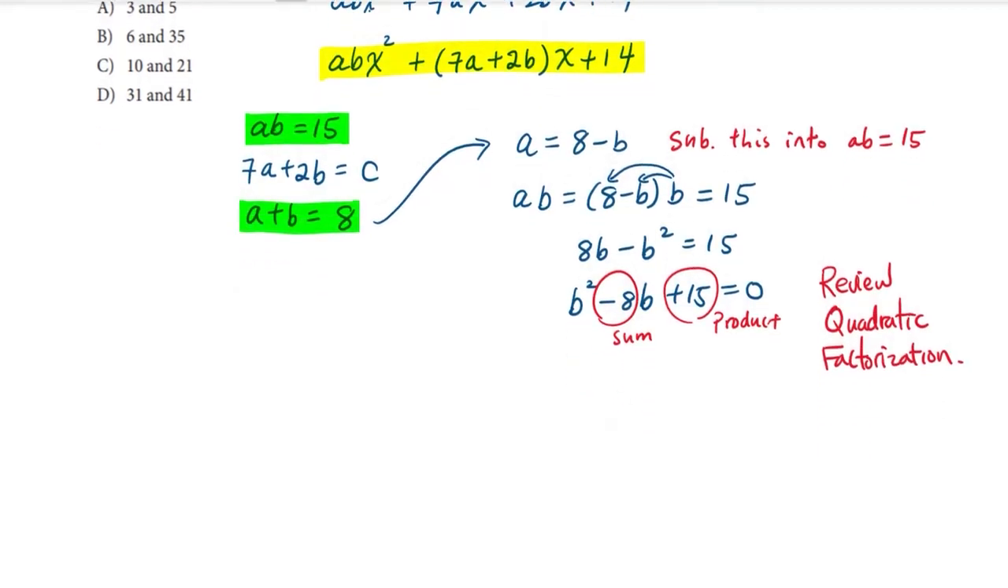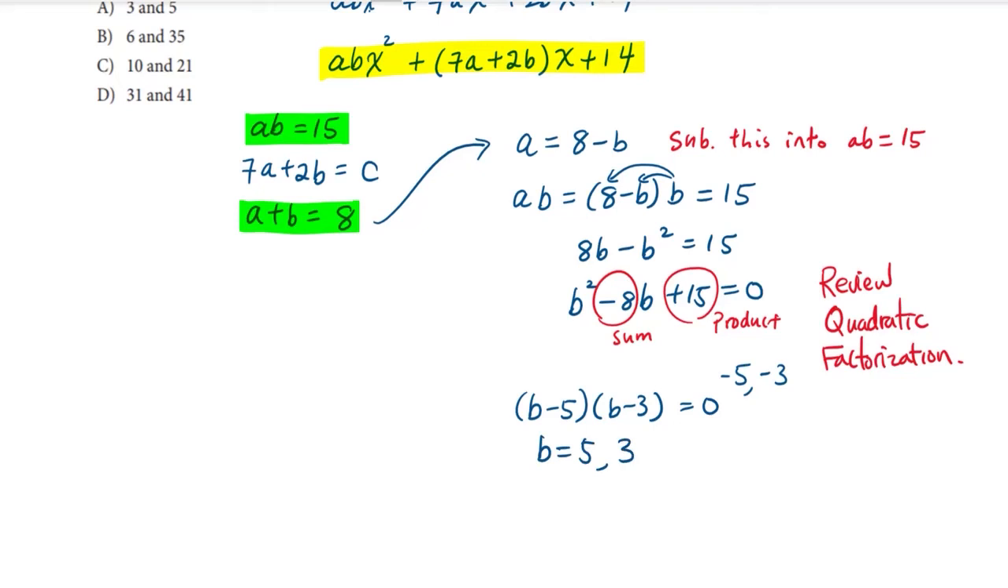Starting with the product, two numbers that multiply to give 15. You could have 5 and 3, or 1 and 15. We probably have to use 5 and 3, but to have negative 8 as the sum, 5 and 3 will both be negative. Negative 5 and negative 3 will give you the correct choice. So it will be (b minus 5) times (b minus 3) equal to 0. That means b is 5 or 3. So we have two choices.